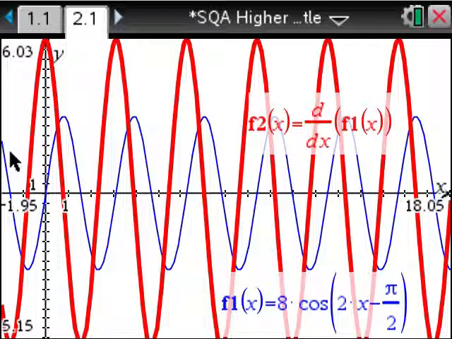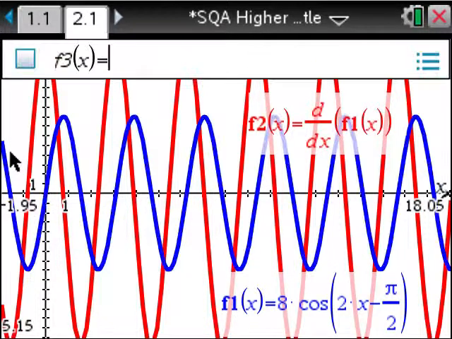Now they're looking for an algebraic expression for that, and they're obviously asking you to differentiate 8 lots of cos 2x minus pi by 2. And the way of checking whatever answer you come up with is we can graph it on top, and it should sit on top of the red graph that we have there.